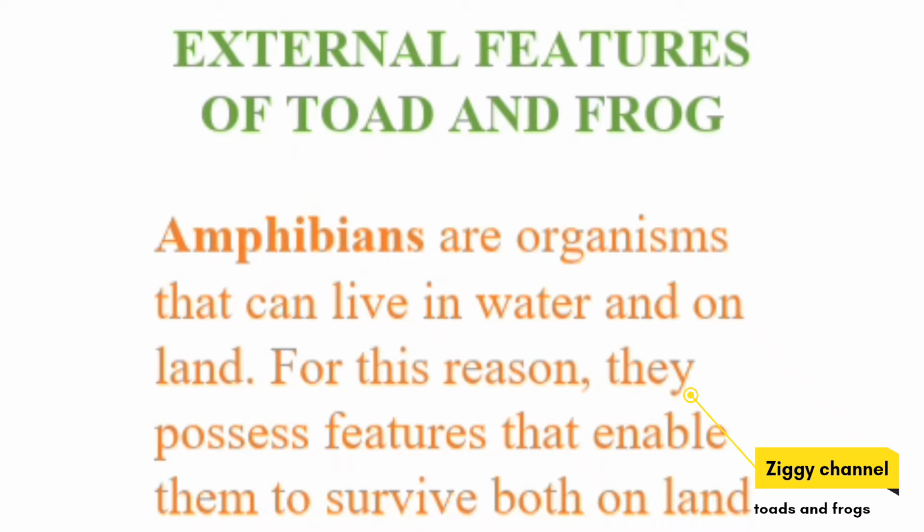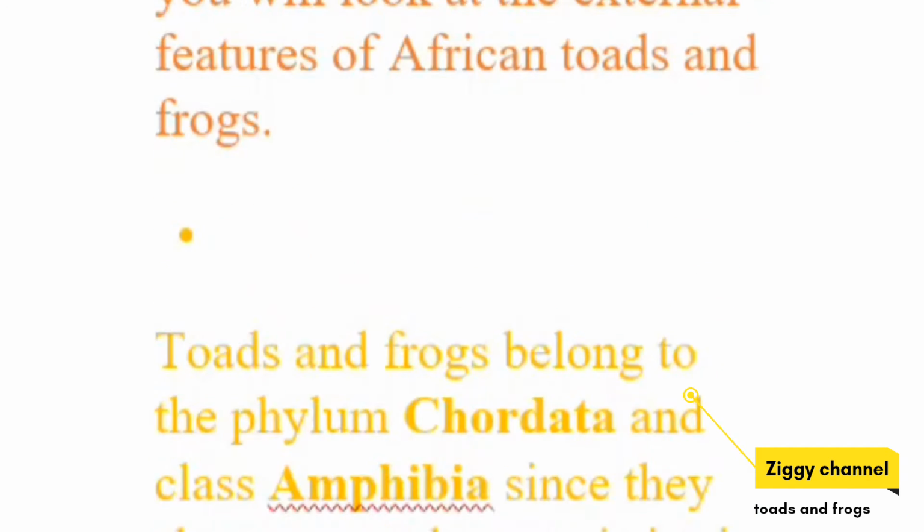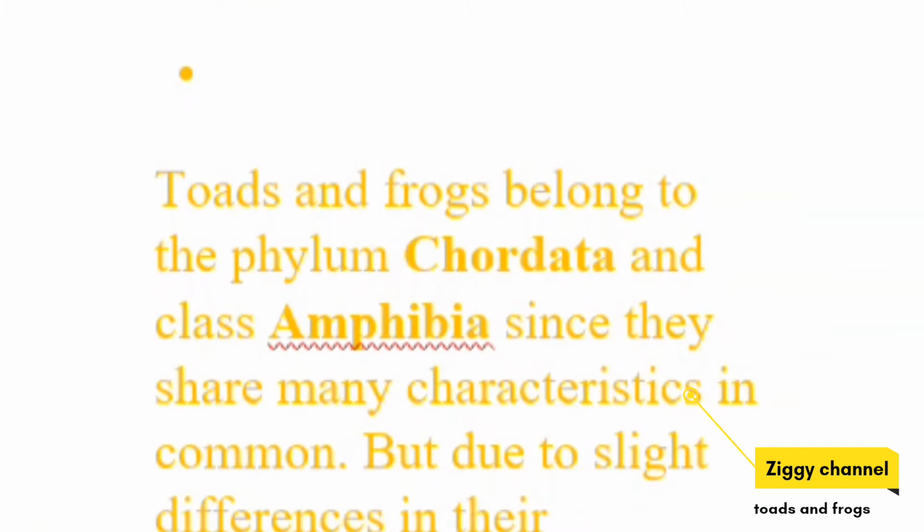Amphibians are organisms that can live in water and on land. For this reason, they possess features that enable them to survive both on land and in water. In this lesson you will look at the external features of African toads and frogs. Toads and frogs belong to the phylum Chordata and class Amphibia since they share many characteristics in common.